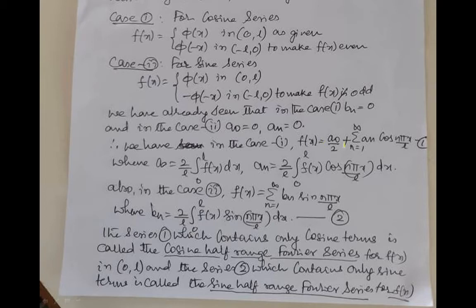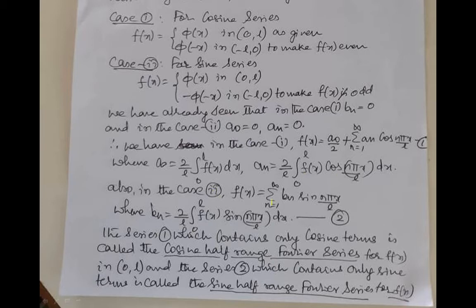We have in case 1, f of x equal to a naught by 2 plus summation n equal to 1 to infinity an cos n pi x upon L, where a naught is equal to 2 upon L integral between 0 to L of f of x dx, and an equal to 2 upon L integral between 0 to L of f of x cos n pi x upon L dx. In the case of cosine series, we need to calculate a naught and an in this manner, putting bn equal to 0. And case 2 means what?